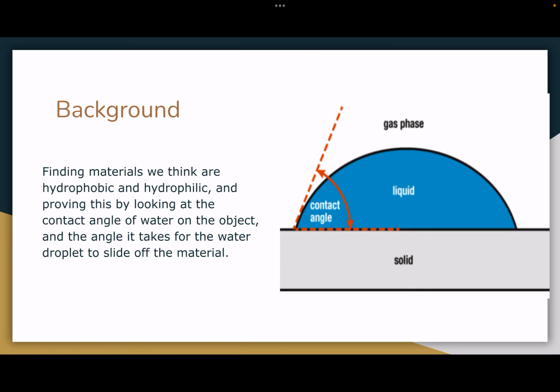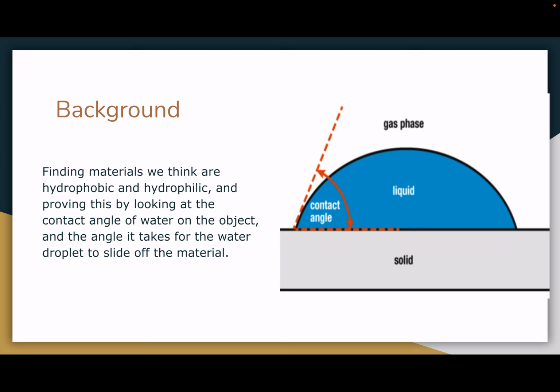Some background for this lab is that we are finding materials that we think are hydrophobic and hydrophilic, and we prove this by looking at the contact angle of the water on the object and the angle it takes for the water droplet to slide off the material. We tested wood and plastic, and we measured their contact angles and roll-off angles to see if they were hydrophobic or hydrophilic.